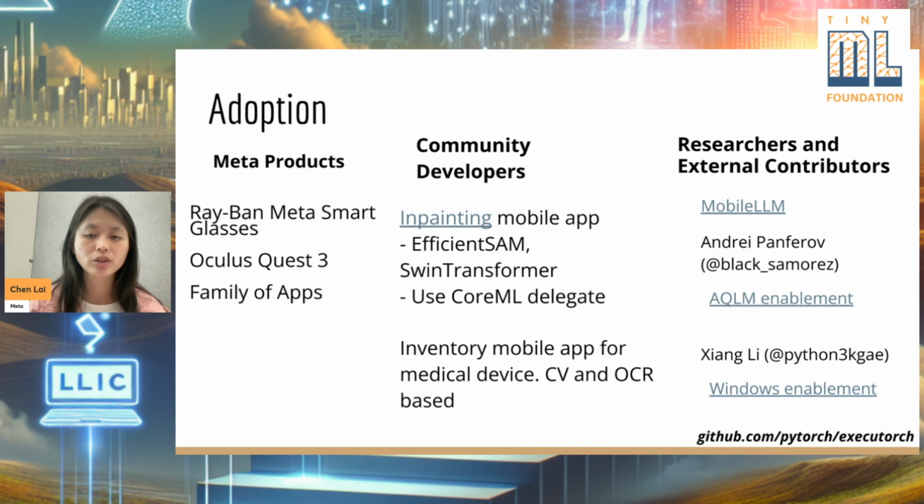Examples include an inpainting mobile app from Software Mansion. It's based on EfficientSAM and Swin Transformer and uses the Core ML delegate for acceleration. ExecuTorch is used in the inventory mobile app Diksha, running CV and OCR models for medical devices. We see researchers adopting ExecuTorch as well, with examples including MobileLLM, AQLM enablement, Windows enablement, etc.